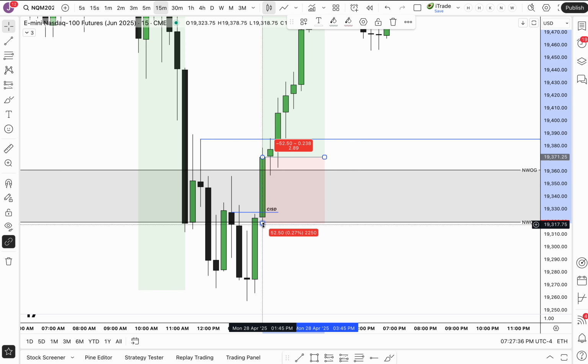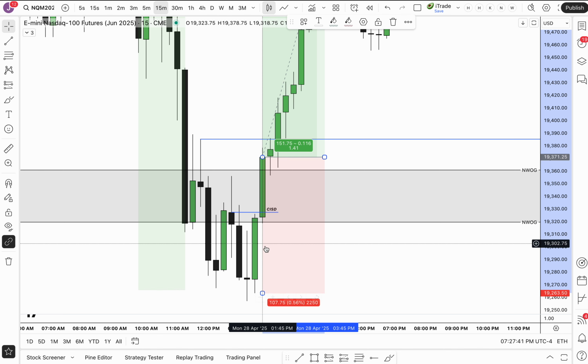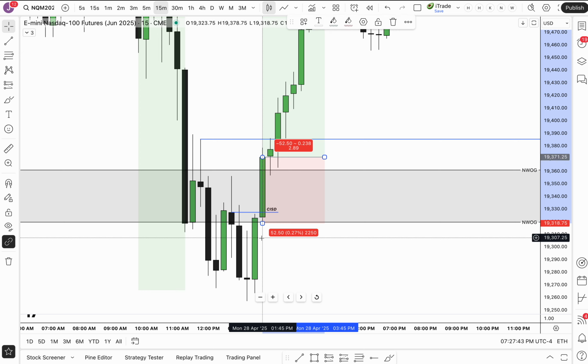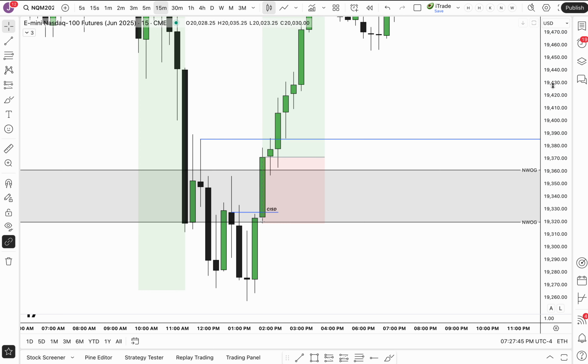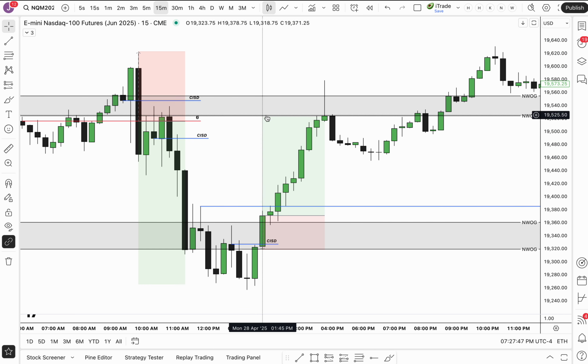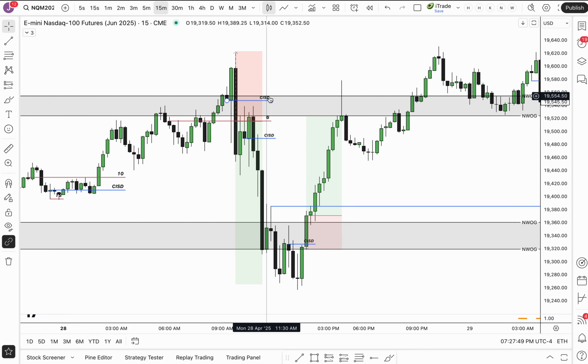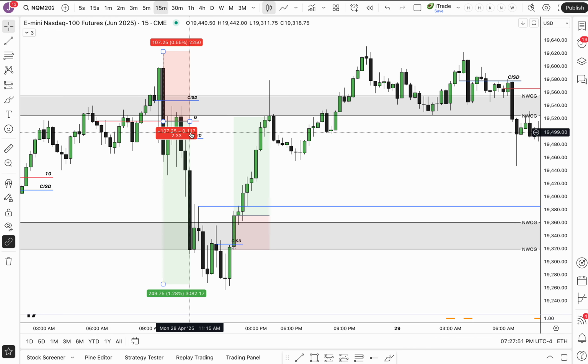Stop below, or you can drag it down even further and have a looser stop. But more often than not, you can just use the candle that breaks the CSD. And you get 150 points back up to the new week opening gap. That's Monday, so 2 trades, 15-minute.